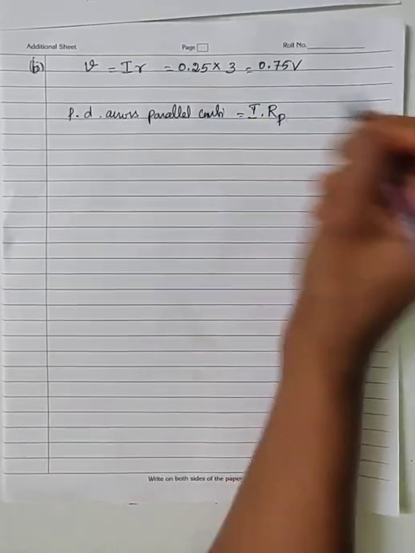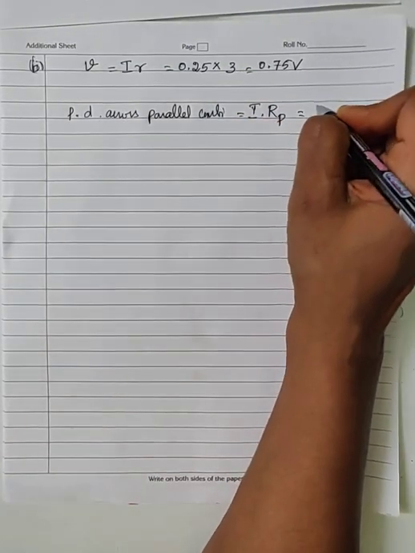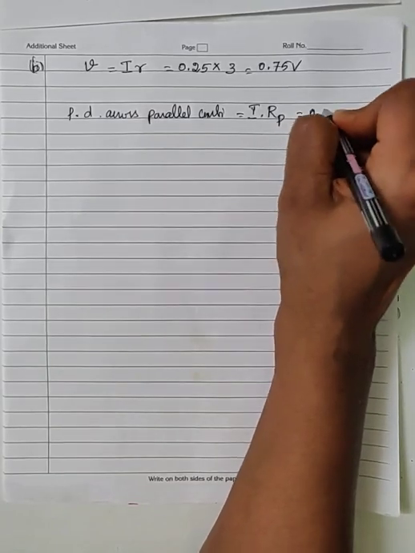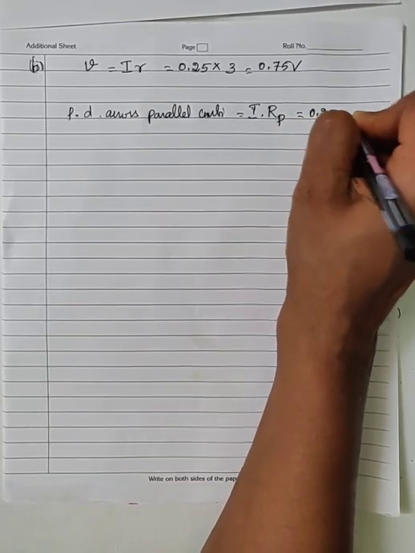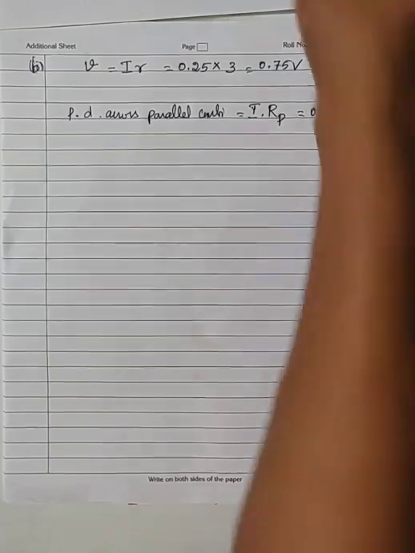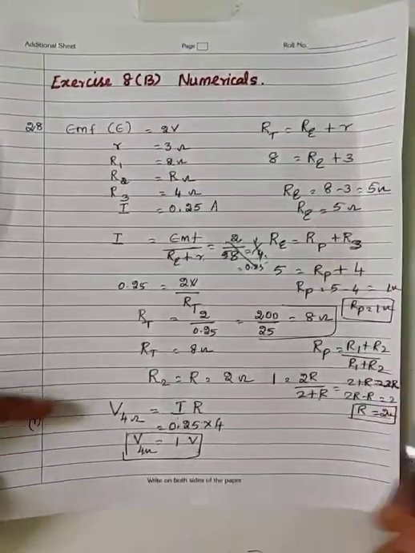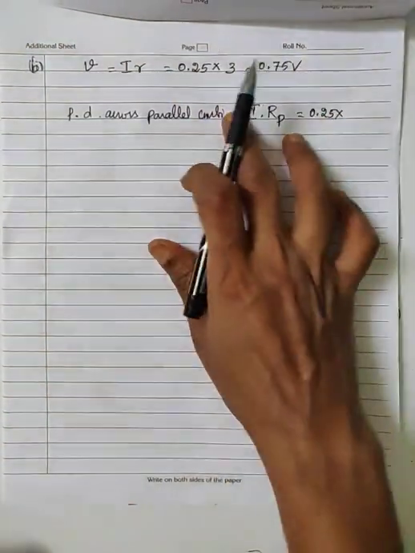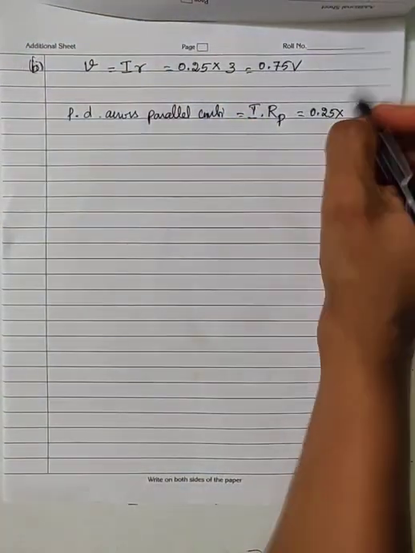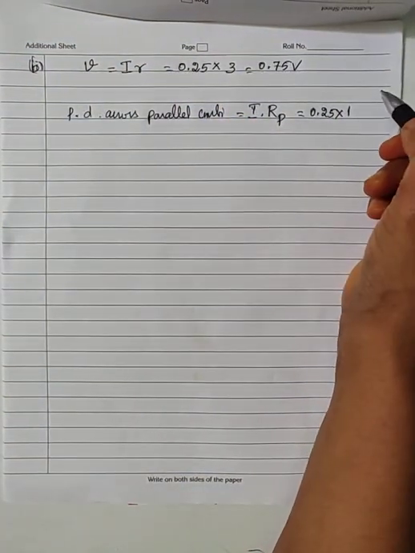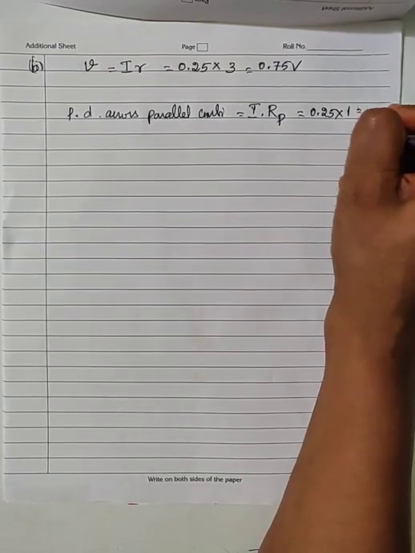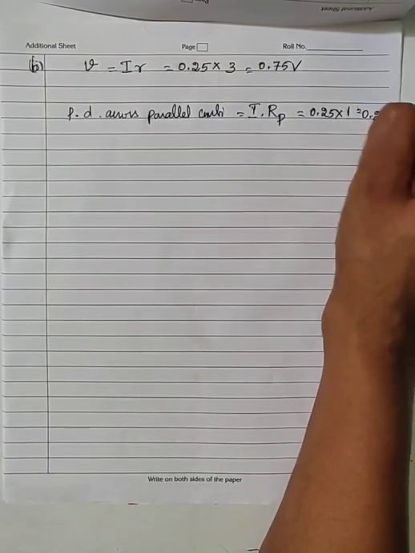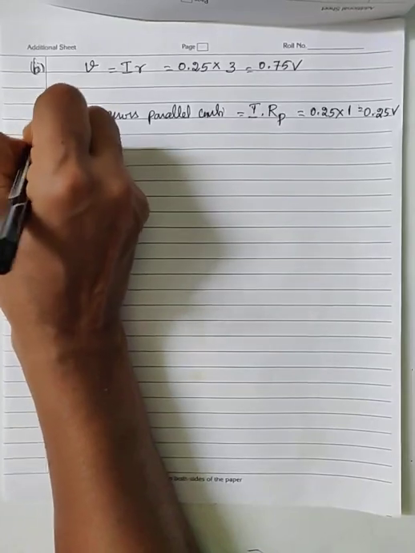That is Rp. The current drawn from the cell will flow through this one. So it is 0.25. The value of Rp we have already calculated. Rp is equal to 1 ohm. So 0.25 into 1 is equal to 0.25 volt. This is the answer for the C question.